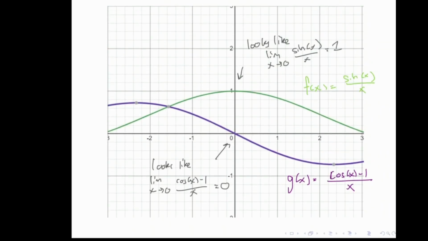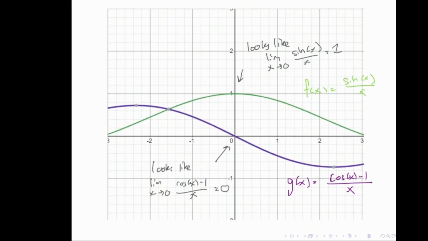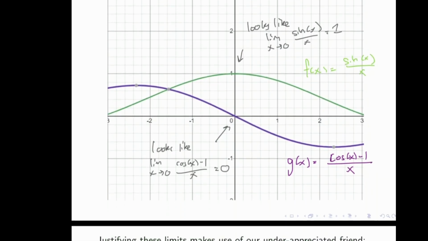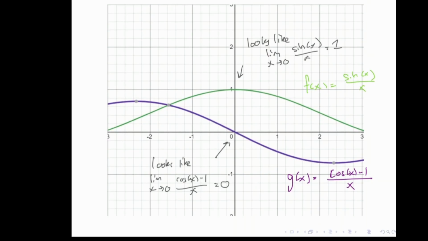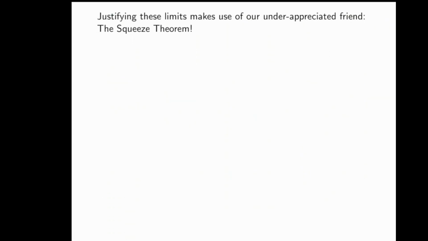I will say these limits are indeed correct. So the limit is 1 for sine of x over x as x goes to 0, and it is 0 for cosine of x minus 1 over x as x goes to 0. But I want to try to prove that to you in a more rigorous way now. So justifying these limits is going to make use of our underappreciated friend, the squeeze theorem. This guy doesn't get enough appreciation, I guess. So how are we going to do this?